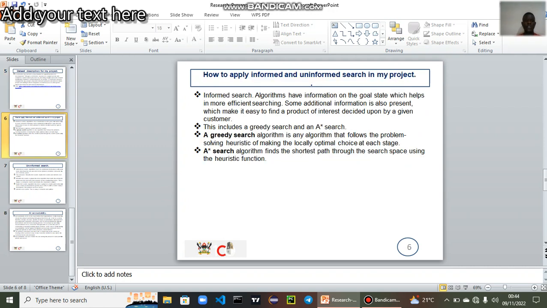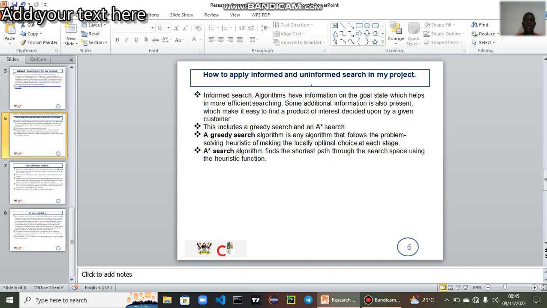Then, talking about how we can apply informed and uninformed search in our project. First of all, informed search. These informed search algorithms have information on the goal state, which helps in more efficient searching. Some additional information is also present, which makes it easier to find a product of interest decided upon by a given customer. You are going to make a search about something you already have an idea about. If someone comes to order a certain kind of product, they may be aware from past experience that it's available and is being sold on that particular website.